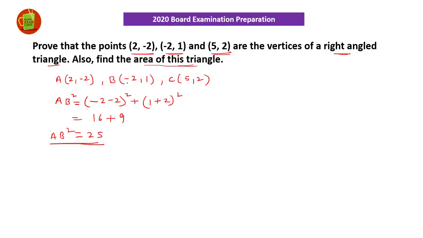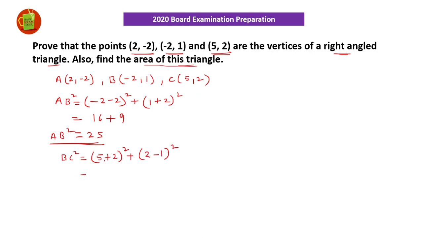Now friends, highlight this. Then we will find BC square. So BC square is equal to, again, x2 minus x1 bracket square. So 5 minus (-2), that will be plus 2. So it is 5 plus 2 bracket square, plus into bracket y2 minus y1, that is 2 minus 1 bracket square.